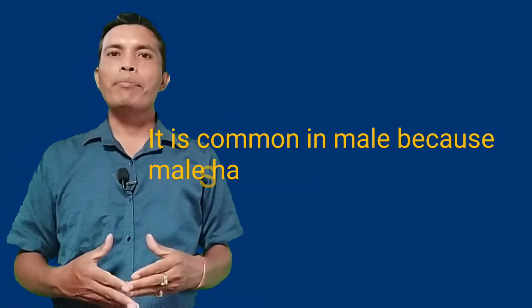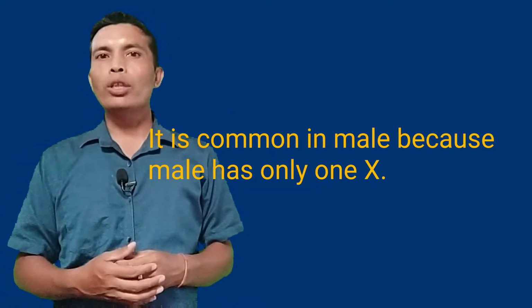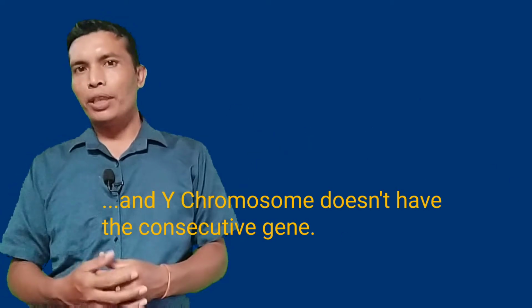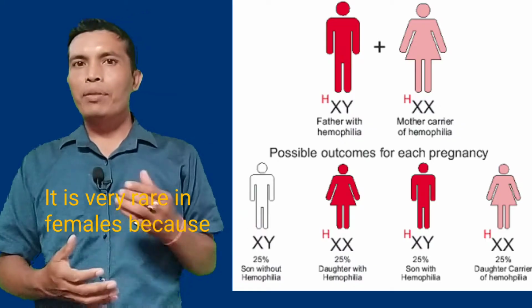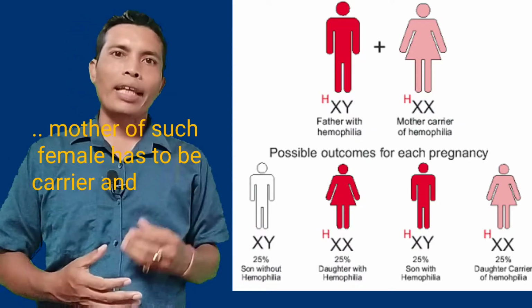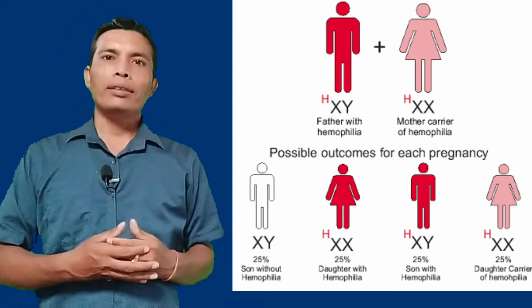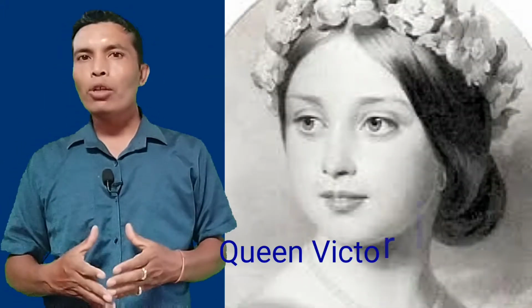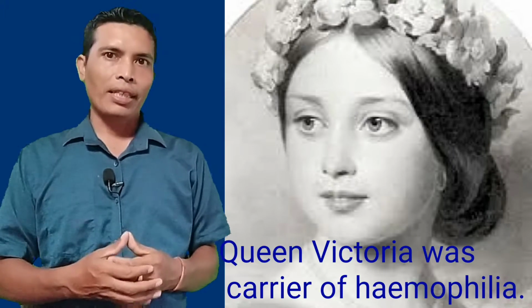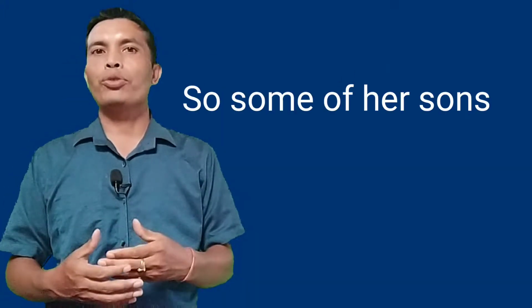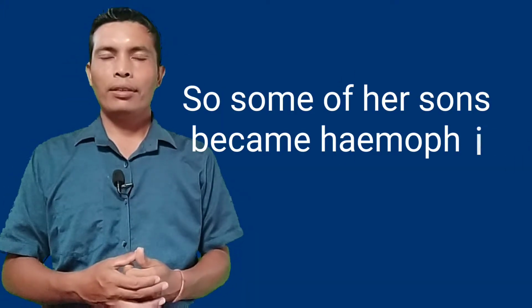It is common in males because a male has only one X chromosome and the Y chromosome does not have the corresponding gene. It is very rare in females because the mother of such a female has to be at least a carrier and the father should be hemophilic. It is fatal in females. Queen Victoria was a carrier of this disease and passed on the disease to some of her sons.